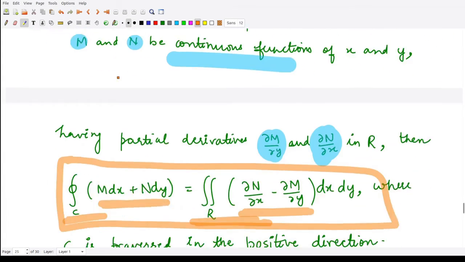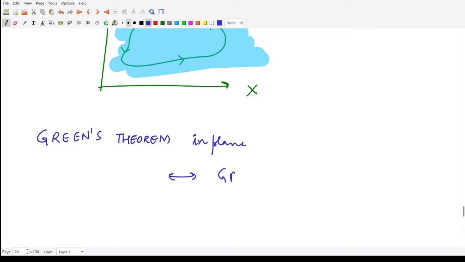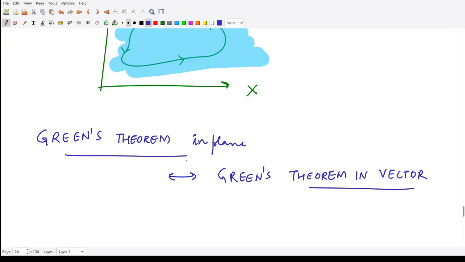Now we can relate this Green's theorem in plane with that of Green's theorem in vectors. Now let's see how we can do that and what is the theorem here.